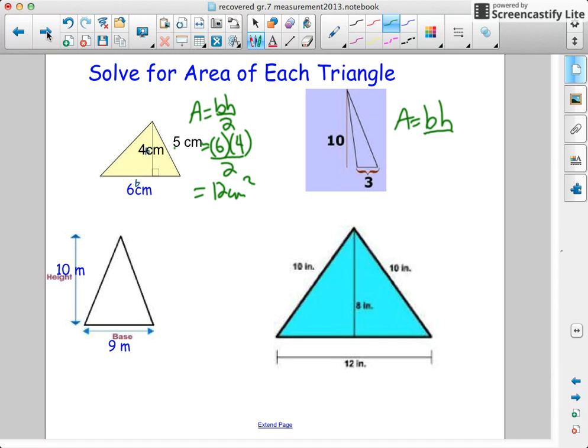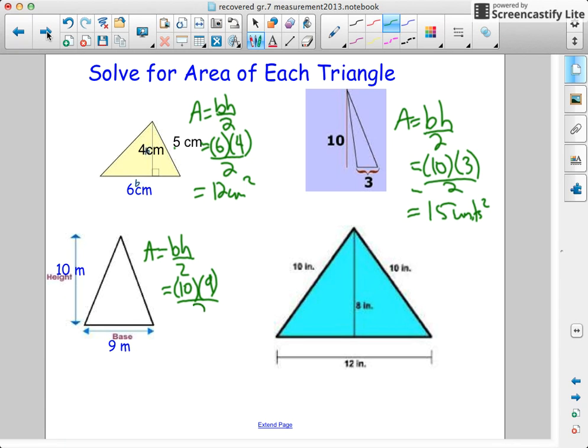For this one, base times height divided by 2, so 10 times 3 divided by 2, which equals 15 units squared. It equals base times height divided by 2, which is 10 times 9 divided by 2, which is 45 meters squared. And this one, that's the height I'm interested in. If I were given a length here of 11 for this side, it wouldn't matter. That would be unneeded information.